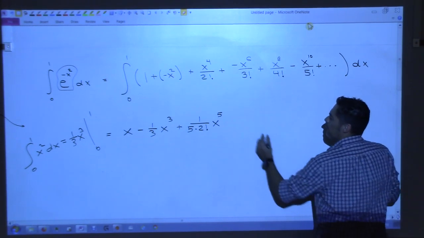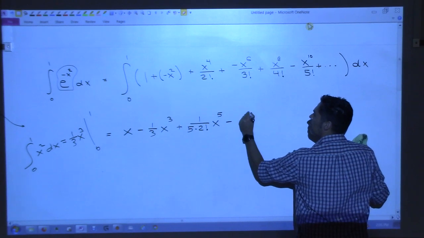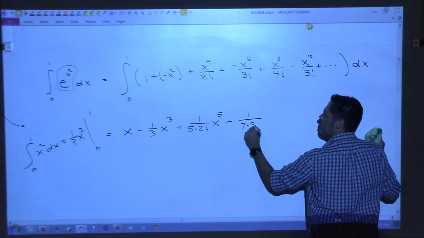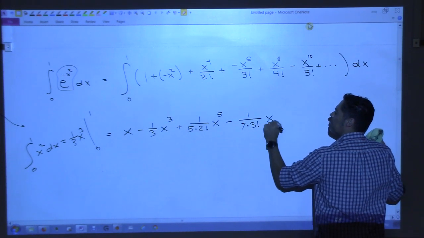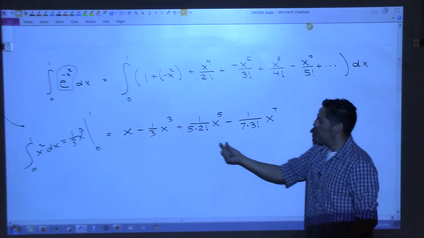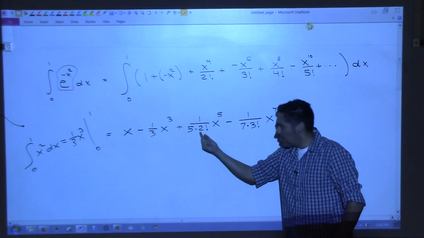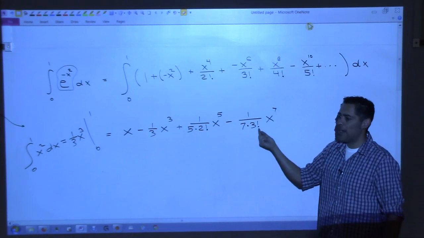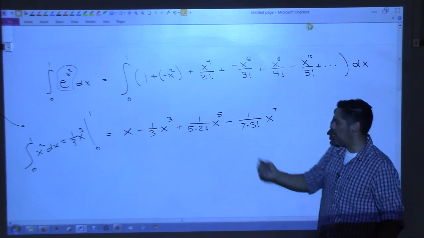So I can just put it like that. And then what would the next one be? Minus, maybe like 1 over 7 times 3 factorial x to the 7. And hey, be careful. 5 times 2 factorial is not 10 factorial, right? And this is not 21 factorial. You have to do the factorial before you do the multiplication there.